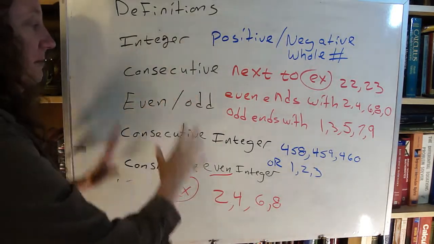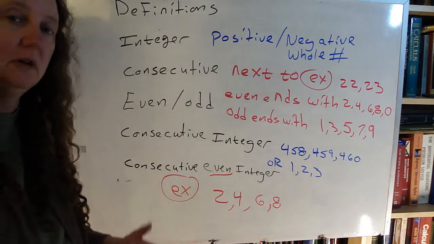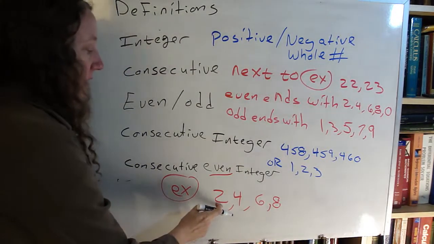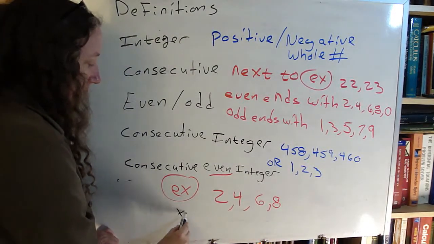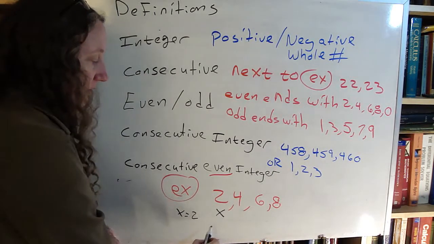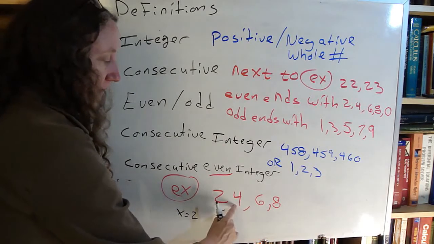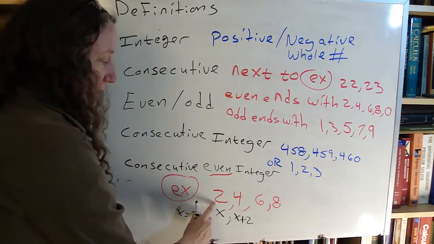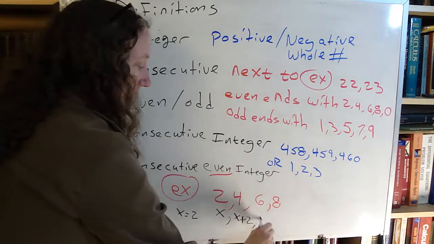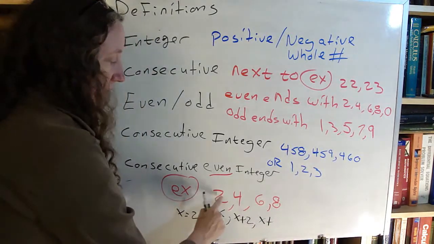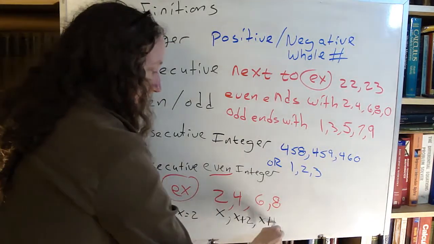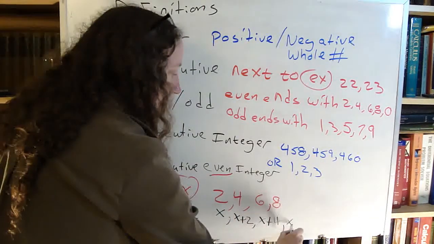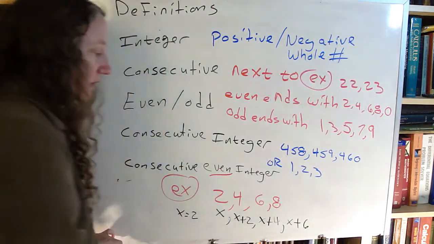So now, bearing this in mind, we have letters standing in for some of these numbers. So if I make x equal to 2, then I have x. To get from 2 to 4, I've added 2 to that, so I have x plus 2. To get from 2 up to 6, I have x plus 4. And to get from 2 up to 8, I have x plus 6.